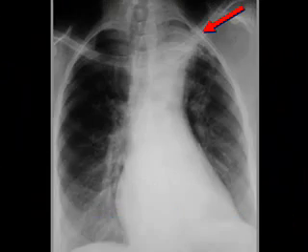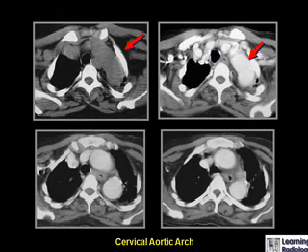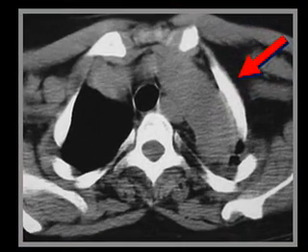This is an example of a cervical aortic arch in an adult. You can see this soft tissue density, which represents the aortic arch high in the apex of the lung. This happens to be a left cervical arch. Most of them are right-sided. And this is the CT scan of that same patient that shows the cervical aortic arch high in the apex of the left lung.